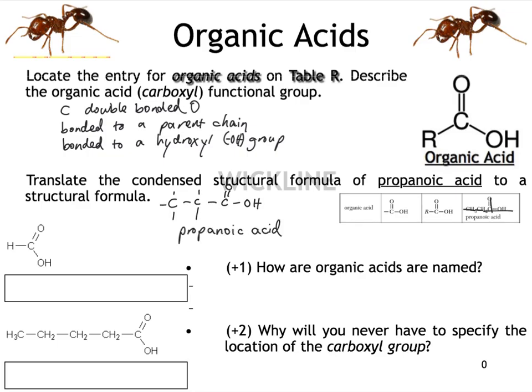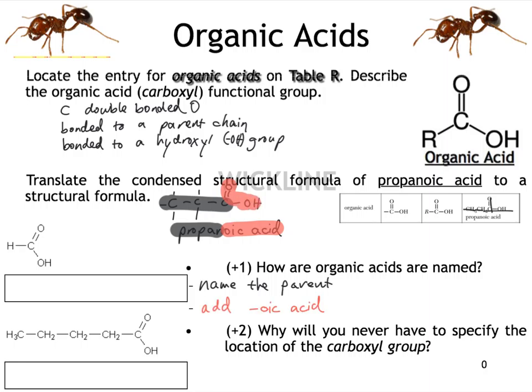All right, so the carbon backbone with 3 carbons gives us the basic name propan. But the organic acid attachment, which is the double bonded O and the OH, is what gives us the ending, which is oic acid. So all of that gives you the oic acid ending. We don't need a number for any of these.